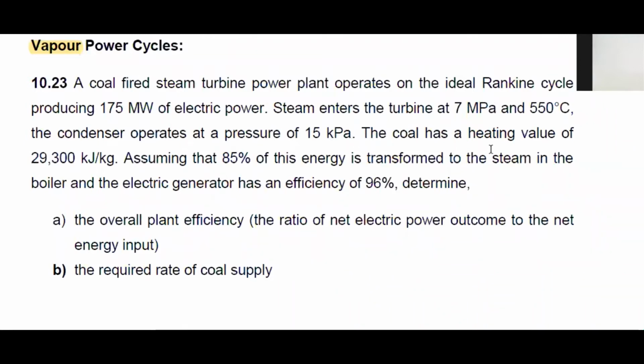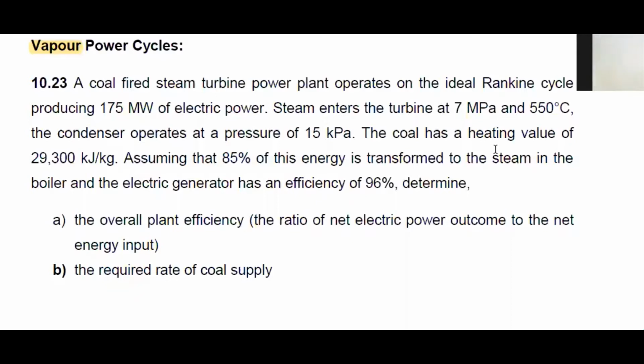The coal has a heating value of 29,000 kilojoules per kilogram, and assuming 85% of this energy is transferred to steam in the boiler, the electric generator has an efficiency of 96%. We need to determine the overall plant efficiency and the required rate of coal to be supplied to the system.